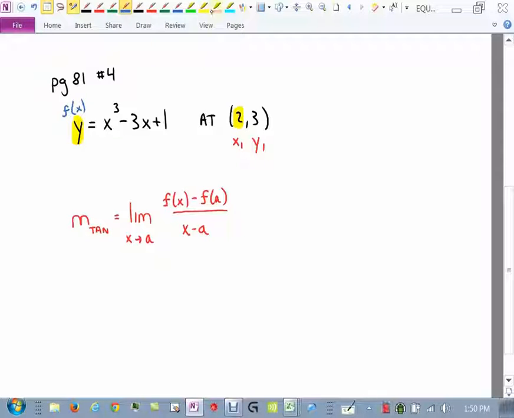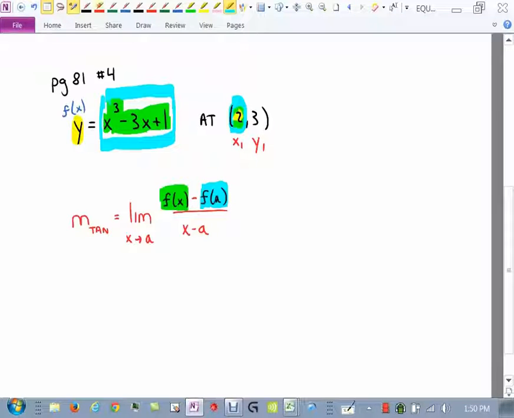So let's get these pieces here. F of x is just going to be this. Then we're going to need f of a. So f of a is going to be what we get when we plug 2 into this function. So let me do that over here on the side. What is f of 2? Well, f of 2 is 2 cubed minus 3 times 2 plus 1, which is 8 minus 6 plus 1, which gives me... oh, sorry, 3. Duh, this is 2 plus 1, 3.